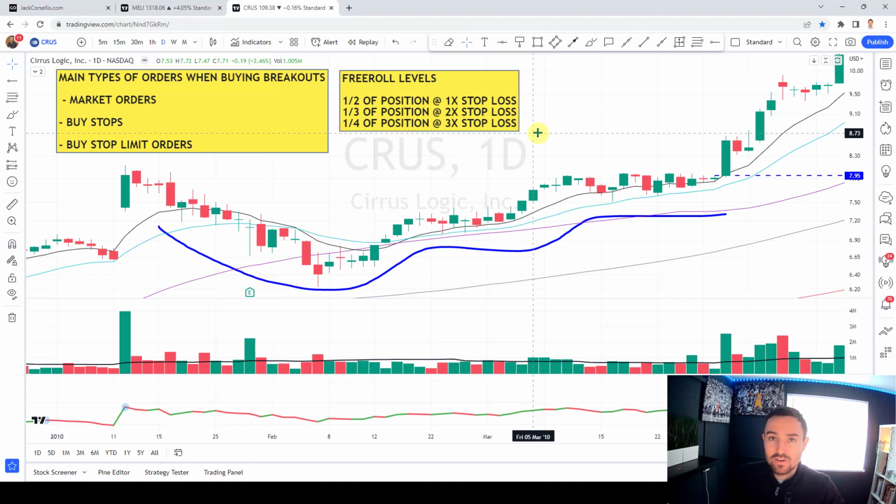When you have then identified the high quality setup, this is where we start moving into the crux of this video. How do you go about entering a position? How do you go about controlling the risk? How do you go about free rolling the position as well?